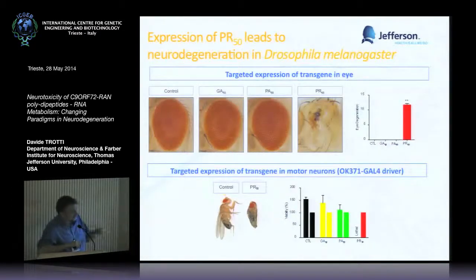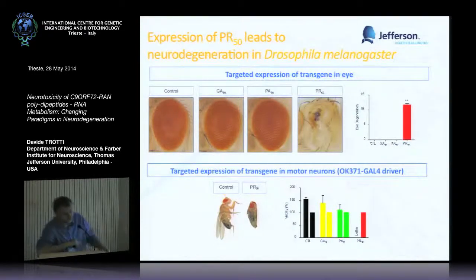Those were in vitro data. These are in vivo data, just to show you whether these aggregates or dipeptides were toxic in vivo. So we took the PR50 and PA and GA and we put them into Drosophila using different drivers. You can see here, if you use the driver to express this peptide in the eye only, there's a massive, massive degeneration with PR50 in the eye, and you see the eye phenotype is completely gone, whereas the PA50 and GA50 are normal. This is a plot of the eye degeneration.